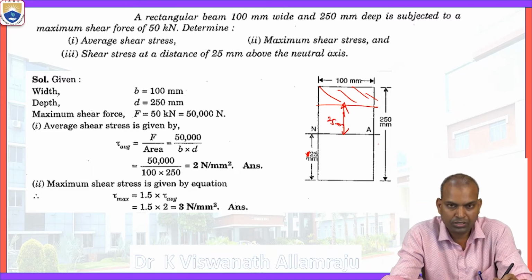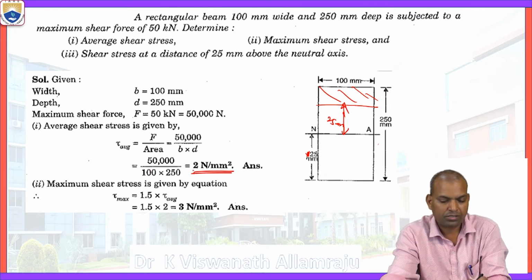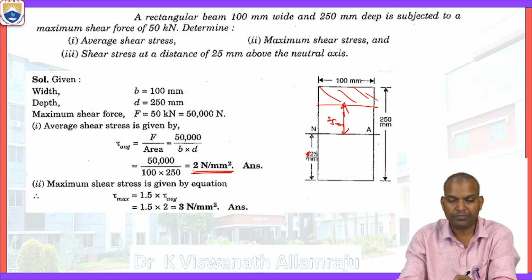Now we know the average shear stress, tau average, equals F by area, that is F by BD. What is the F here? 50 kilonewton, that means 50,000 newtons, by, what is the B? Width is 100, D is 250. The tau average is 2 newtons per square millimeter.